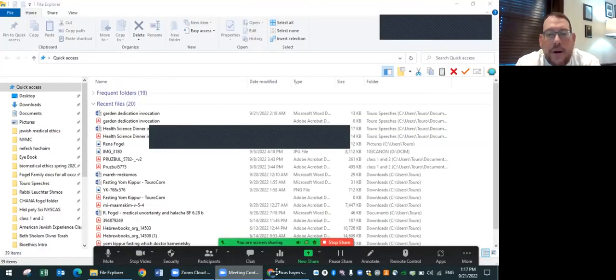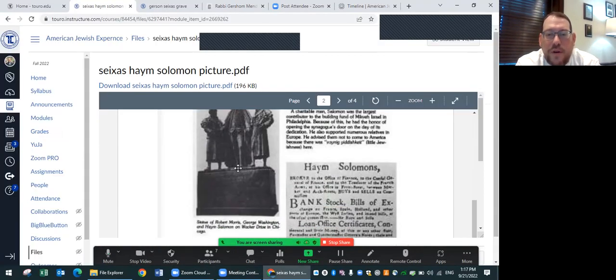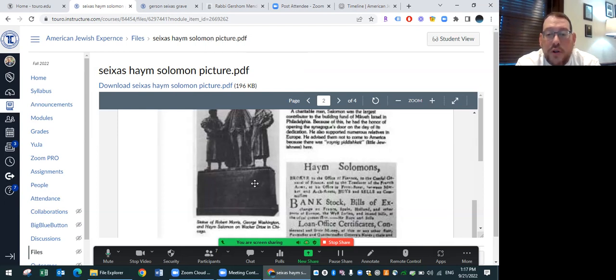So I wanted to talk about another famous person, because whenever I tell people I teach this class, they say, "Do you teach about?" and they mention this name. The man's name is Haim Solomon. Here he is, from the book. There's a statue of him with Robert Morris and George Washington.